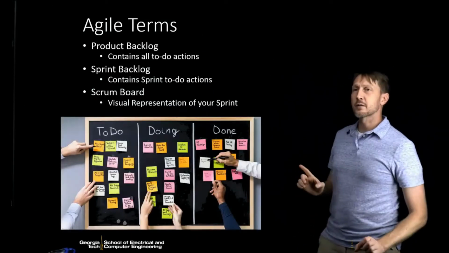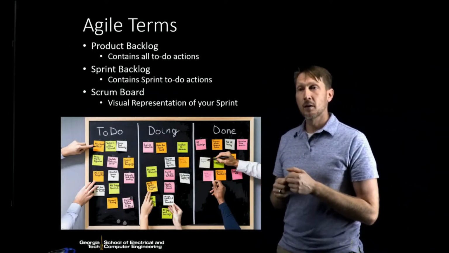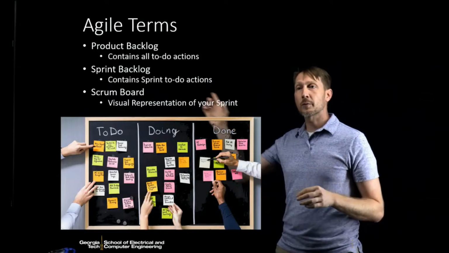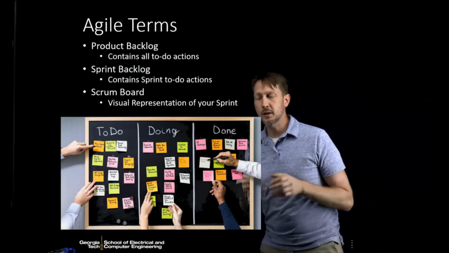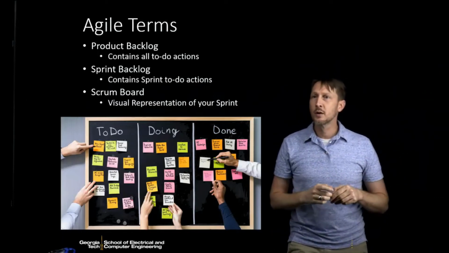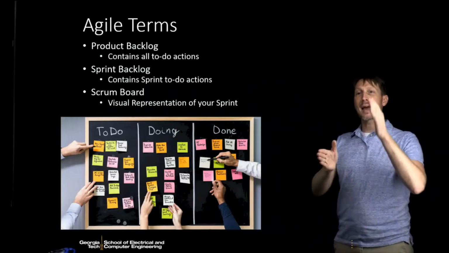A large part of this are action items that have to be completed. All of them are called the product backlog. And these are all the to-do actions that have to be completed in order to create this product. Then you have the sprint backlog. Those are the things you're currently doing that week.